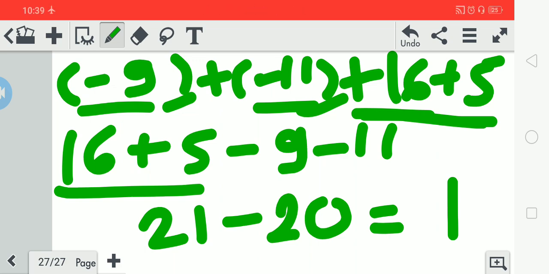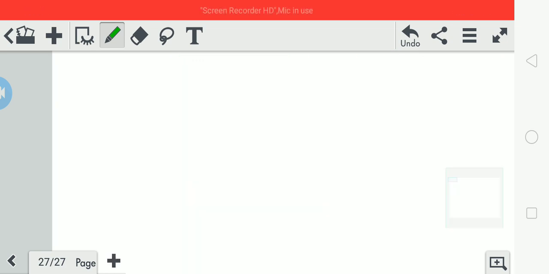This is very important. When different numbers come, more than 2 or 3, make a group of positive numbers, make a group of negative numbers, do the addition of the positive numbers, do the addition of the negative numbers, and simply subtract the smaller number from the greater one and assign the sign.